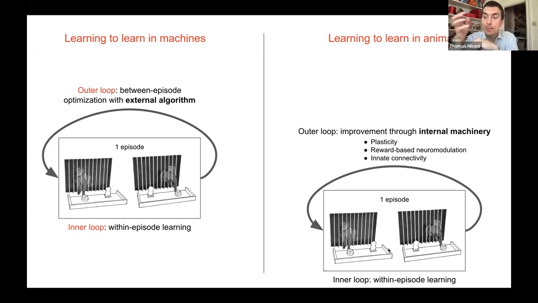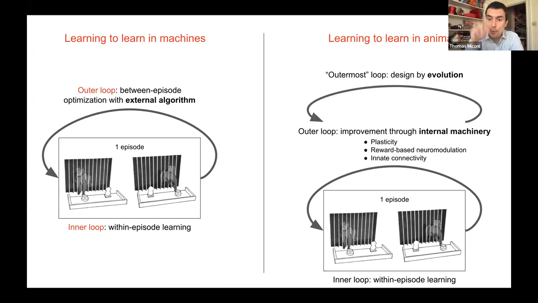Now, this ability, this internal machinery, did not appear by magic. It was evolved. That is, evolution has carefully optimized the innate structure of the brain, with the adequate levels and amounts and organization of connectivity, plasticity, neuromodulation, etc., so that when exposed to a novel task and just stimuli and rewards from this task, animals can actually learn to perform those tasks from stimuli and rewards alone. So in addition to those two learning loops, there is a third loop, the evolutionary loop, which optimizes the whole thing and allows it to learn automatically.